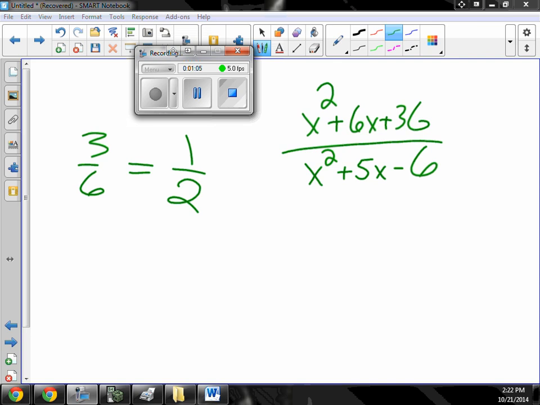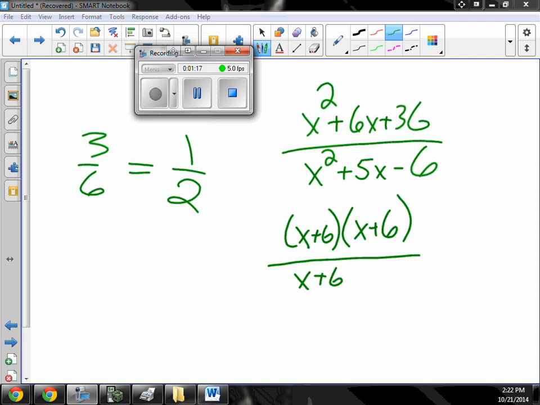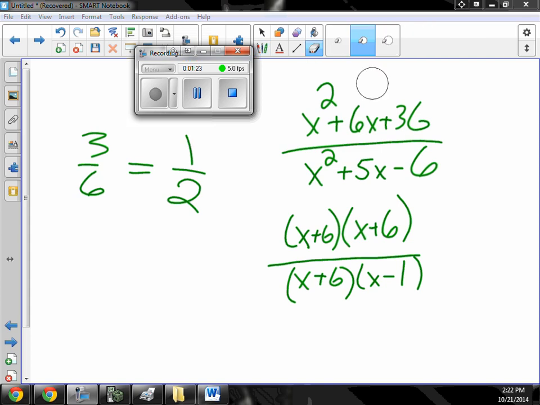Okay, so if I factor this, I get x plus 6, x plus 6, oh, I'm sorry. Hey, now it works. Okay, so the lesson for today is if your universe doesn't work, just erase it and change the number.